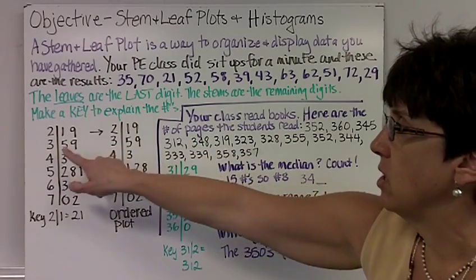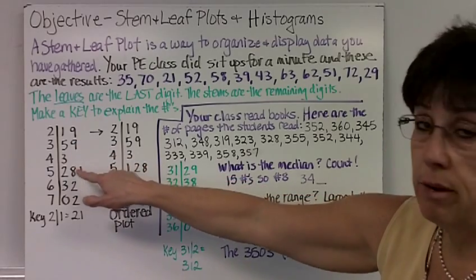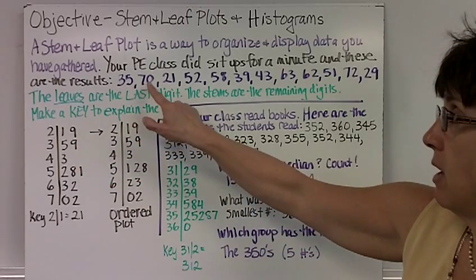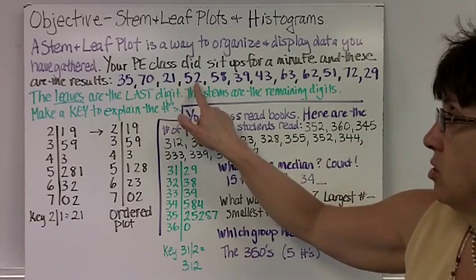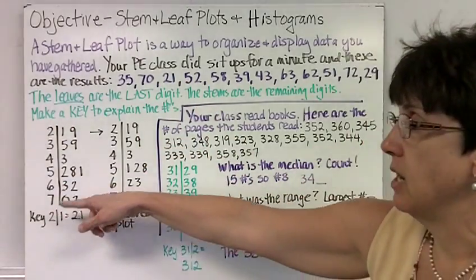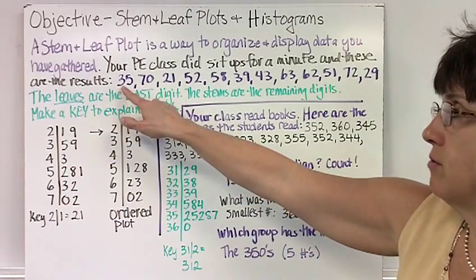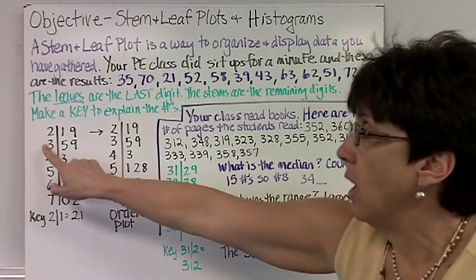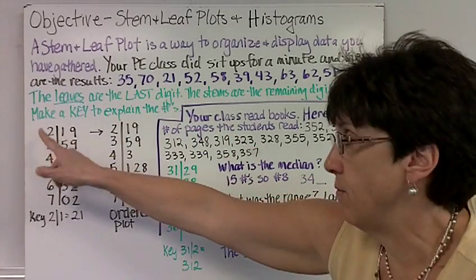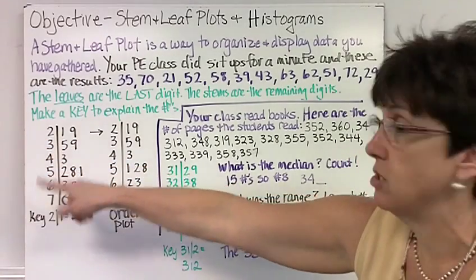The leaves are the ones on the right, and they are the last digit in your number. So for example, they'd be the 5, the 0, the 1, the 2. The stems go on the left side of the line, and they're the other part of your number. In this case, I only have 2-digit numbers, so my leaf will have a lot of things going out to the side, but my stem is only going to be the first digit.